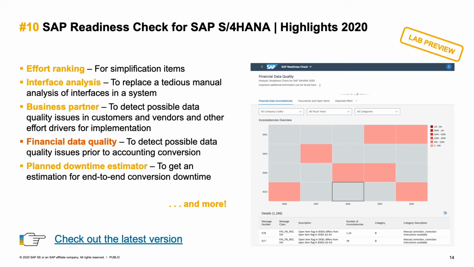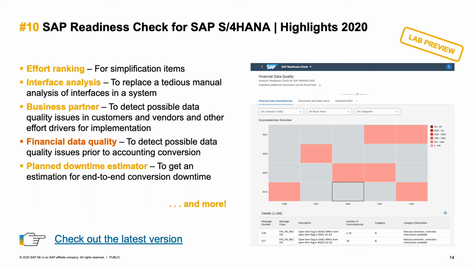On the Documents and Open Items tab, you can filter documents by fiscal year and company code again. They may reflect unfinished business transactions, but it's really helpful to get a list of issues and inconsistencies, and you can use the app to work on it in a structured manner.